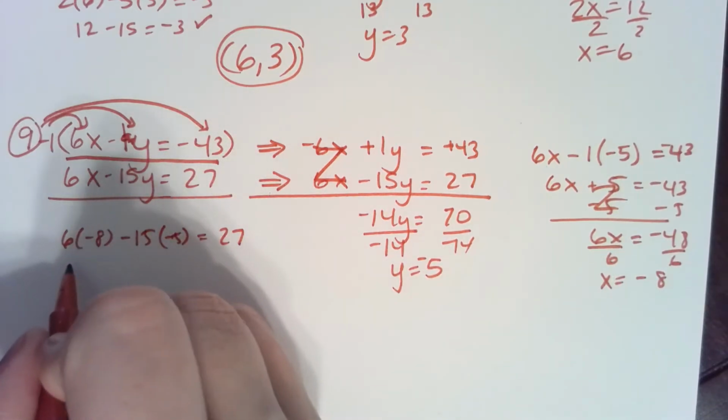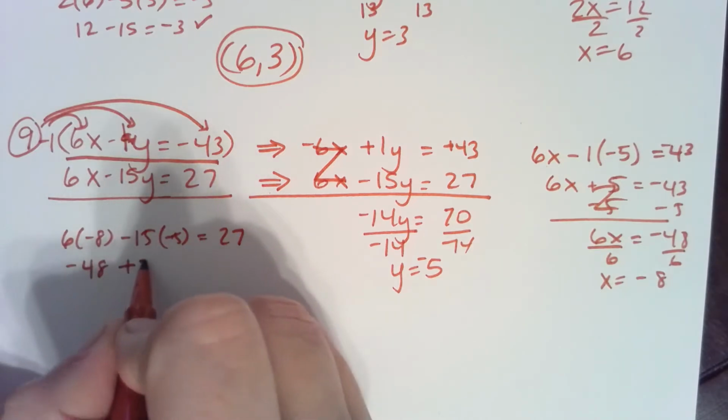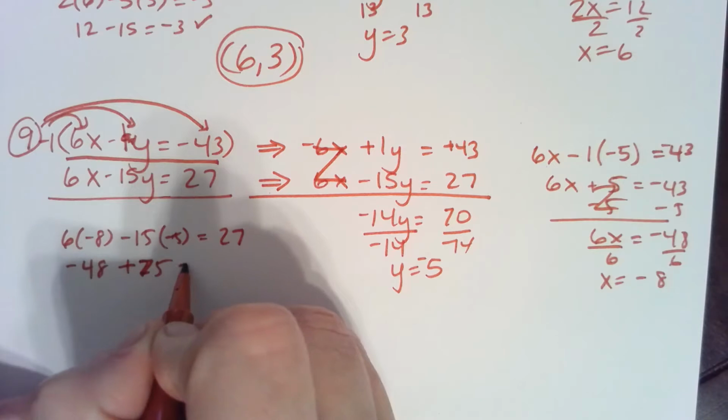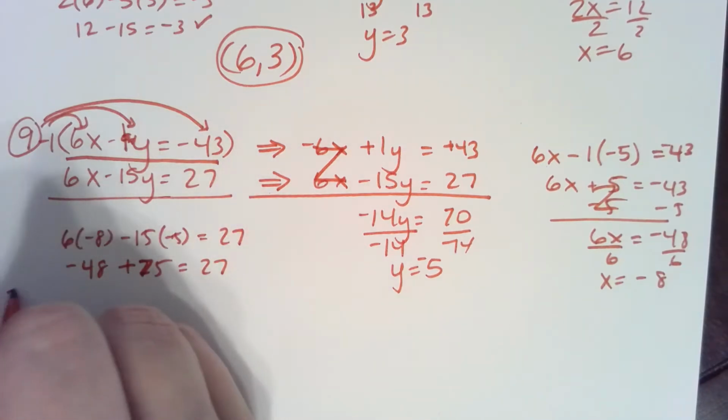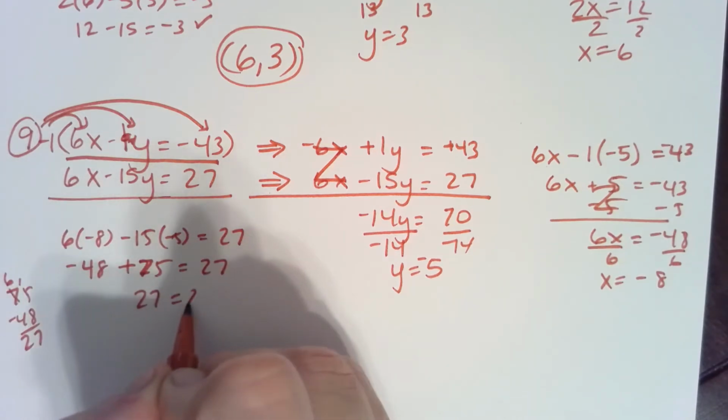Well, 6 times negative 8 is negative 48. Negative 15 times negative 5 is 75. That should equal 27. Well, 75 minus 48, 27. That's 27. And that's correct.